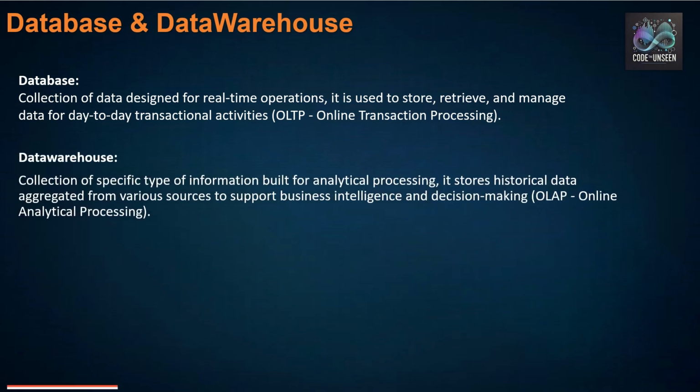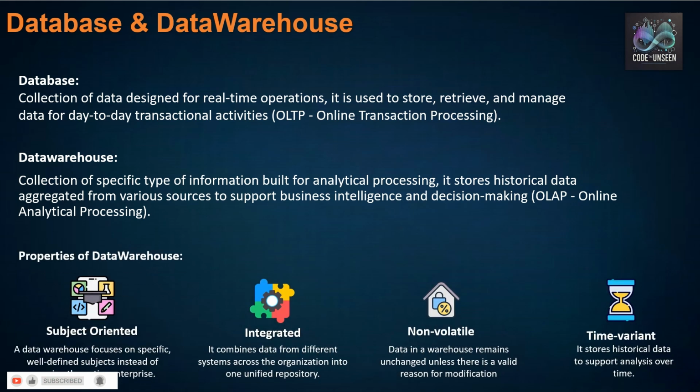Now let's switch gears to the data warehouse and understand what exactly a data warehouse is. Unlike databases, a data warehouse is built specifically for analytical processing. It stores historical data aggregated from various sources, supporting decision making and business intelligence. This is also known as OLAP or online analytical processing. OLAP systems are designed to analyze large amounts of data and run complex queries. They are perfect for things like sales trends, customer behavior analysis, and reporting over it. This data is typically read heavy rather than write heavy, since the goal is to analyze rather than update it on a real time basis.